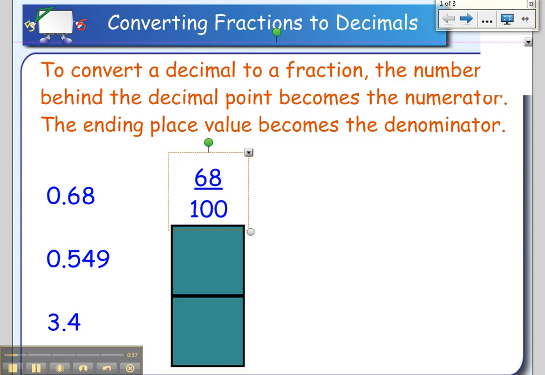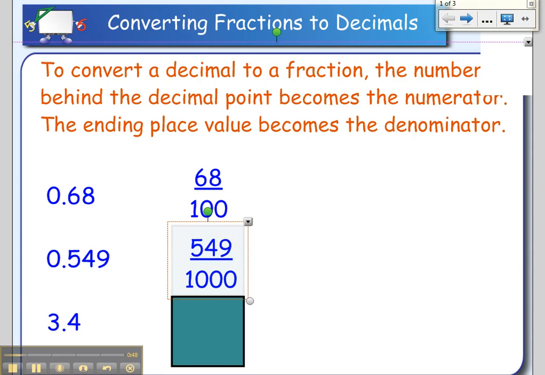In 0.549, that would be read as 549 thousandths. So to change that into a fraction, I write my 549 in the numerator, and it ends in the thousandths place, so that would go in the denominator.